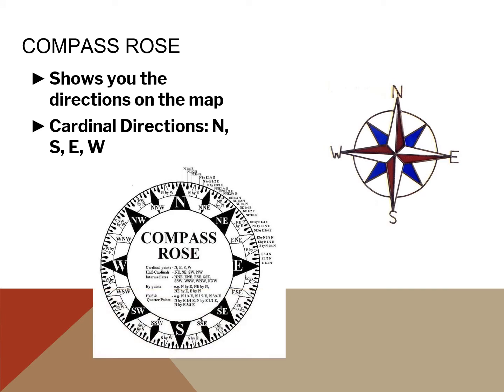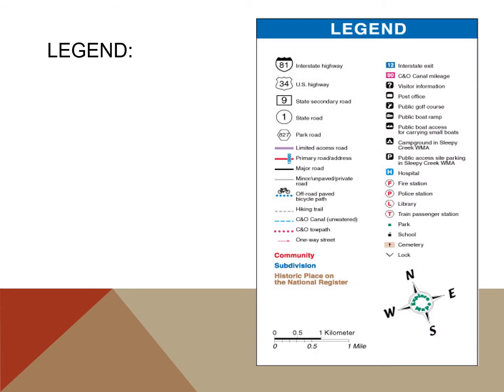Now, a medium intricacy compass rose might look like this. A really intricate one might look like this. Sometimes it's just an arrow pointing north on the map. Now, a map doesn't always have to have north at the top, so that's why it's really important to have a compass rose.